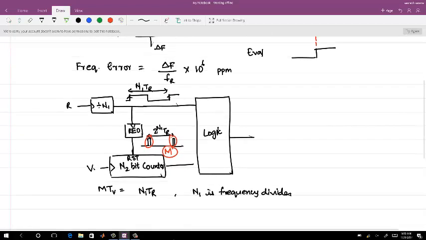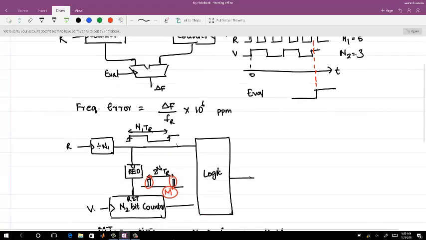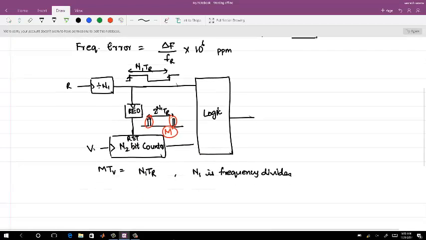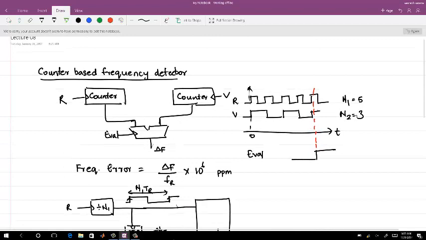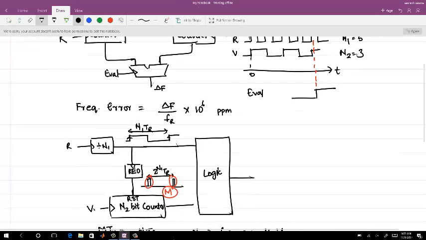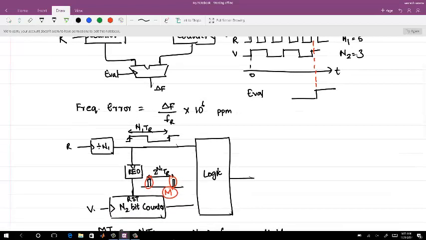So this is another kind of frequency detector. There exist other kinds also, but we will wrap up the frequency detection here. I just showed you an alternative actual implementation. The earlier one was: I'm counting on one with one counter, counting on the other, then I have an evaluate signal and see what the difference is. Now here I need to get this evaluate signal. How will I get the evaluate signal? So this is one way to get the evaluate signal itself.